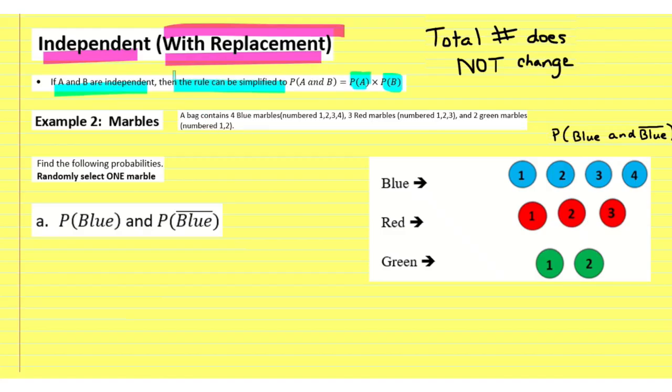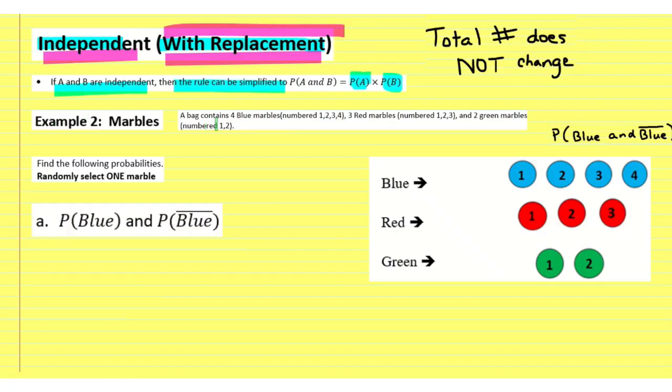Okay, so now we're going to be looking at a bag of marbles, because with marbles you can take them out of the bag and leave them out and then choose more marbles, or you can put marbles back in the bag. So that's why we're going to use a bag of marbles. It's a good way to look at this idea of independent or with-replacement probability.